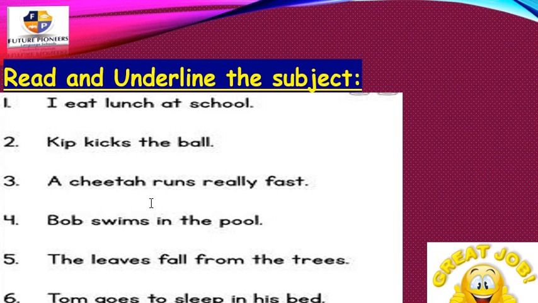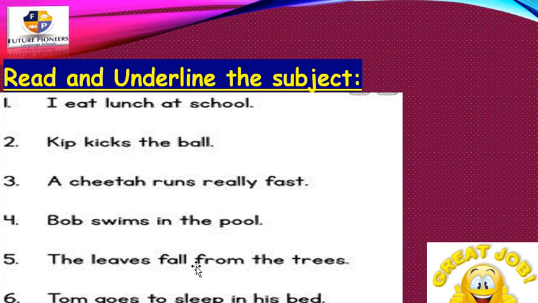A cheetah runs really fast. Do you know what I mean by cheetah? It's a kind of animal, and it's the fastest animal ever. So, who is doing the action of running? The cheetah, yes. So, the cheetah here is the subject, and it also comes at the very beginning of the sentence. Bob swims in the pool. So who swims in the pool? Yes, it's Bob, and it's also here at the very beginning of the sentence.